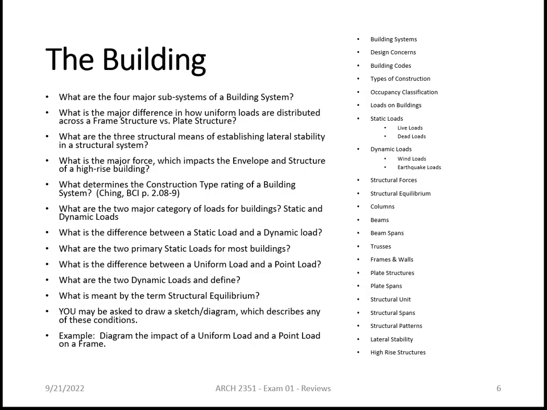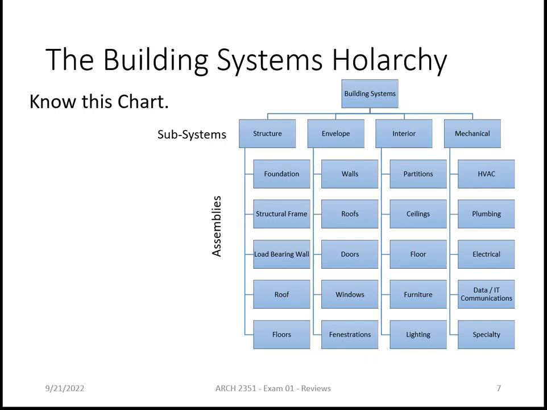Once again, the building system hierarchy. At the top is the building system itself. Light wood framing, we're going to look at steel framing, we're going to look at concrete framing. Below that are the four subsystems. And then underneath that, you can see are assemblies. And under structures, which is what we've been going over, is foundation, structural frame, either possibly load-bearing walls, roof, and floors. Those are the main assemblies underneath structure.